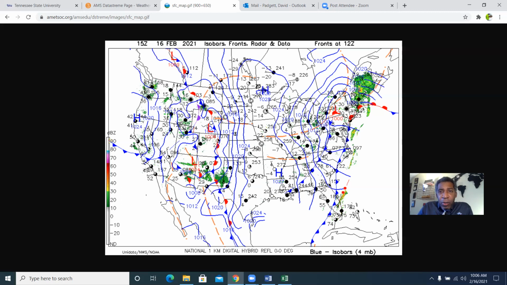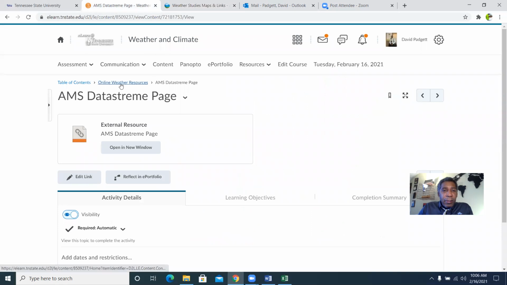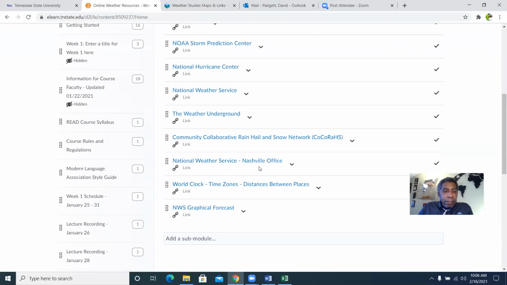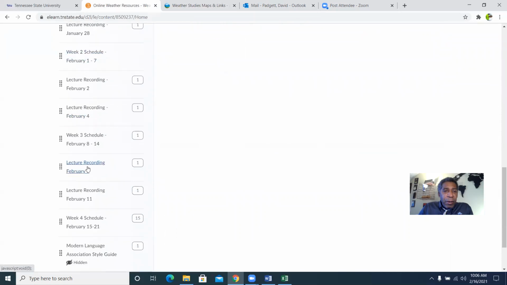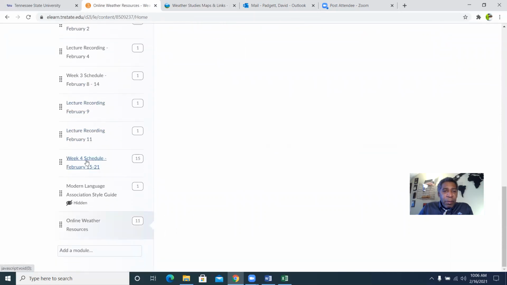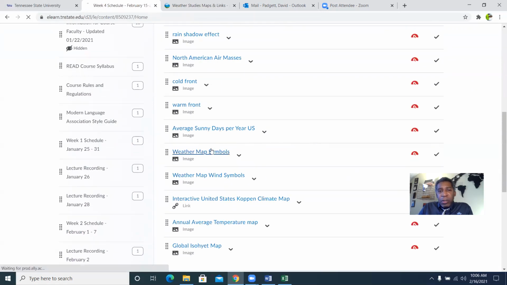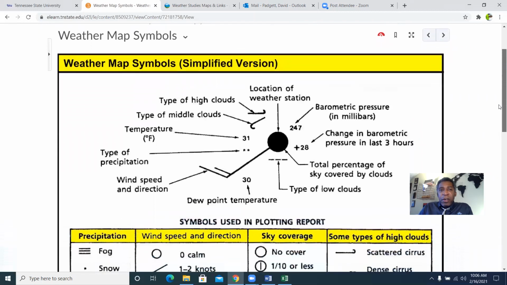So I'm going to back out of this for a moment, just so that we can get a better idea of how to interpret a weather map, so that you will be prepared to complete the upcoming week's assignment. And so let's look at these weather map symbols, okay? So look at this very carefully.